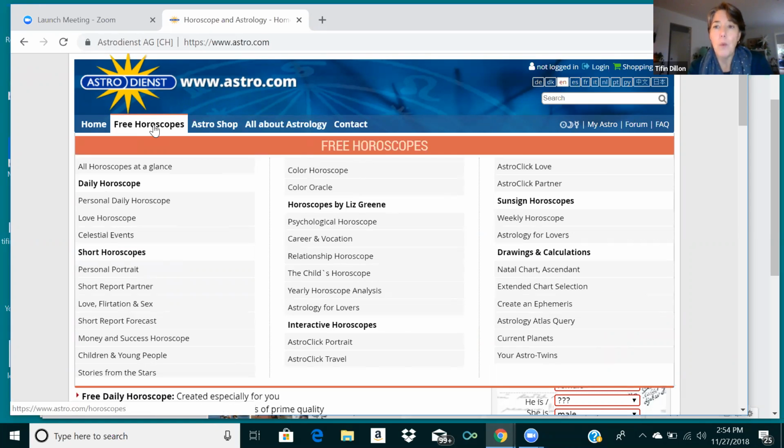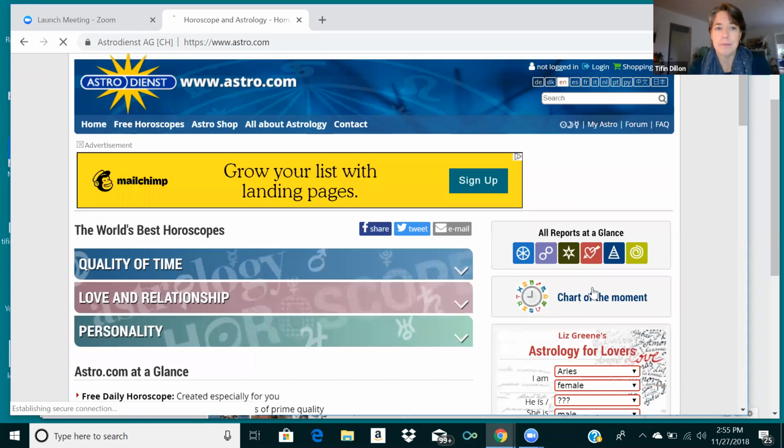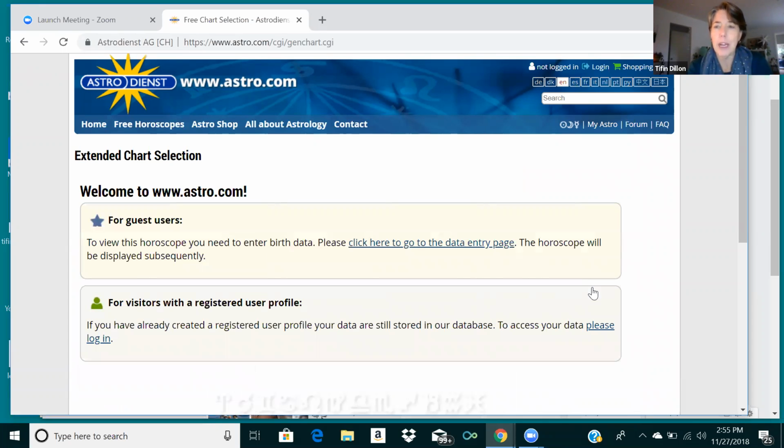Lots of choices. Once you put your birth data in, you can then look up your personal daily horoscope and other themed horoscopes. Some are free, some are for fee. But under the tab horoscopes, come over here under drawings and calculations and choose extended chart selection. It'll bring up this page, welcoming you to astro.com.